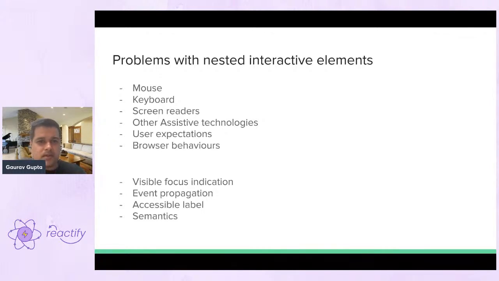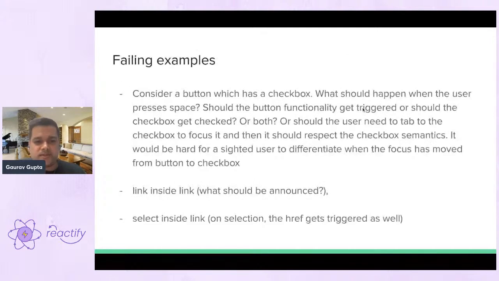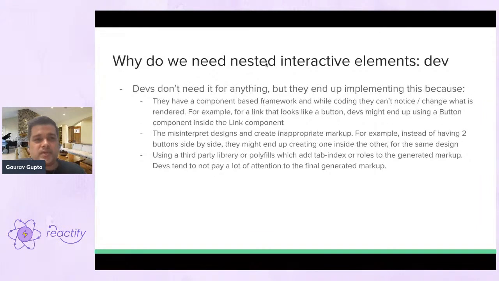Also, I'll just go to the next slide. We have already talked about these failing examples, so we'll not go through this once again. But let's quickly get an understanding of why we end up with nested interactive elements, right? There are two parties involved in it. One is someone who designs the component; they have to make sure that the interaction patterns are appropriate. Then there is someone who actually implements the component in code; they also have to make sure that the interaction patterns are appropriate. So as devs, why do we end up with nested interactive elements?